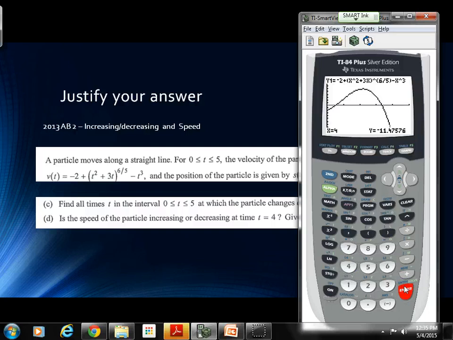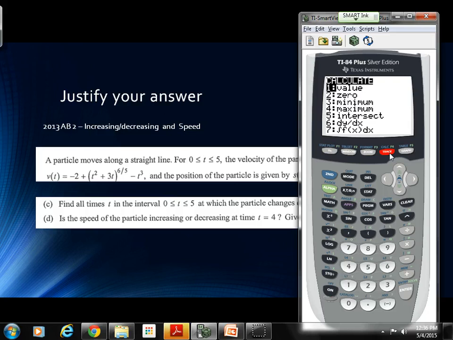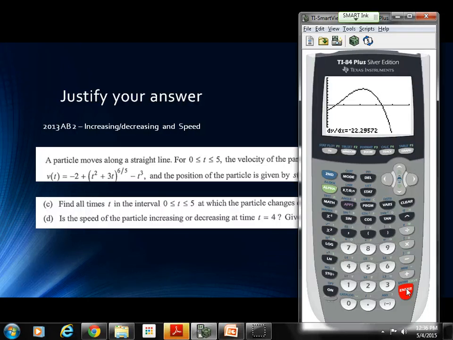That's velocity, but acceleration? Ugh. I have to take a derivative? People are going to make mistakes by doing that. How do I do a derivative? At 4, the derivative is negative 22. Where else can we take a derivative in our calculator to save time and not make mistakes?